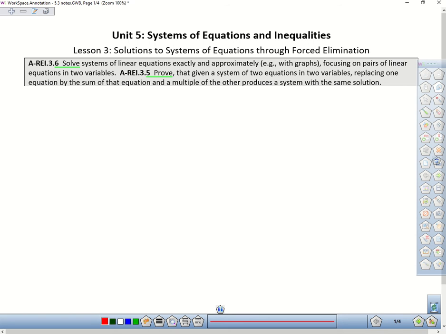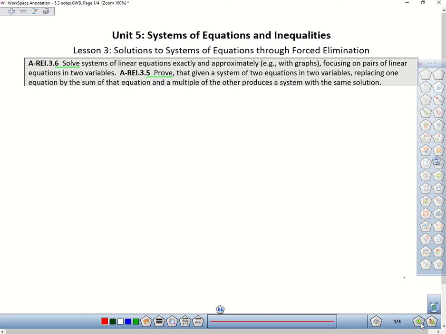Okay. All right, so today we're going to be doing Unit 5, Systems of Inequalities. Lesson 3, which is Solutions to Systems of Equations through Forced Elimination. So the idea of forced elimination is basically where you have to solve systems of linear equations, and you have a system where you have coefficients in front of the variables, and you need to multiply both or one of the equations by some number, so that way you can eliminate a variable so that you can solve it.